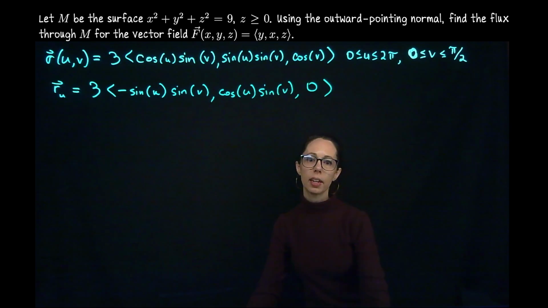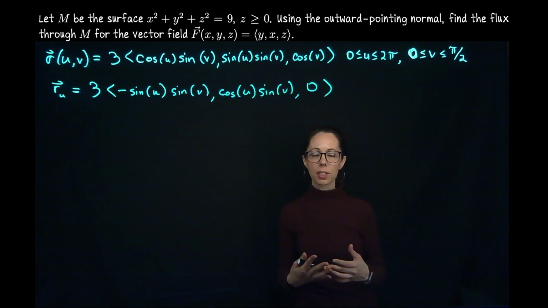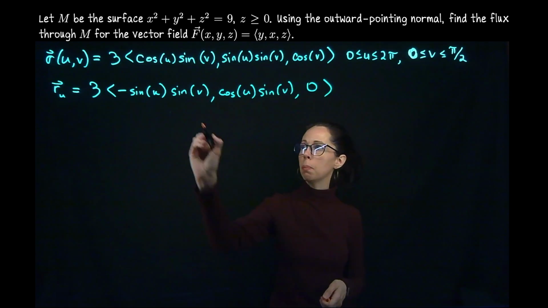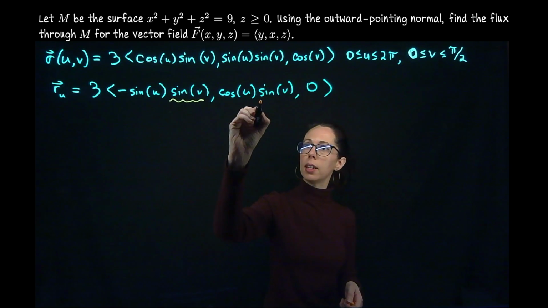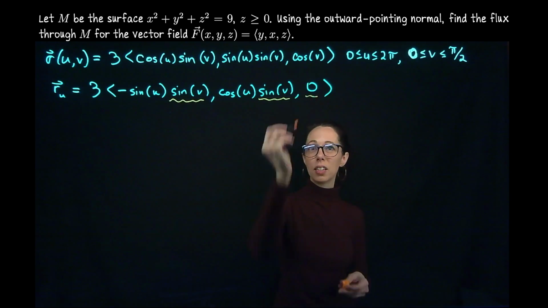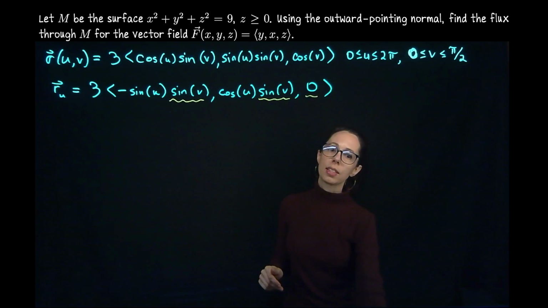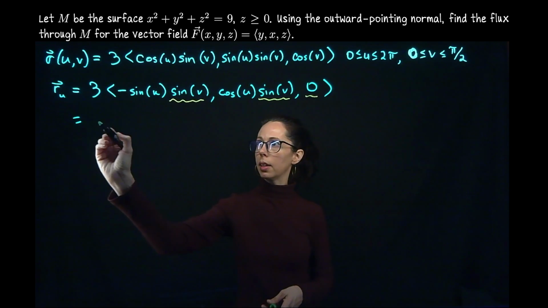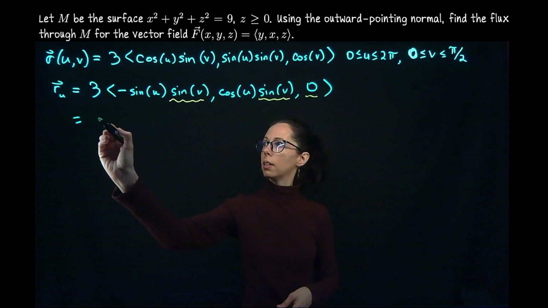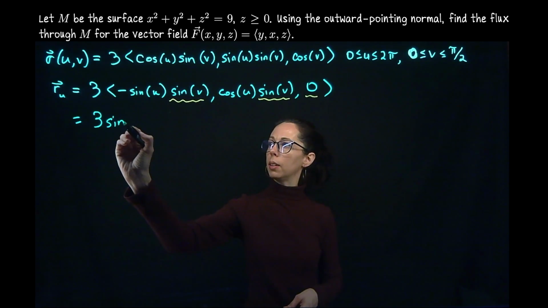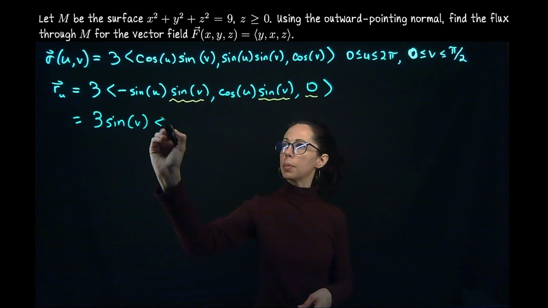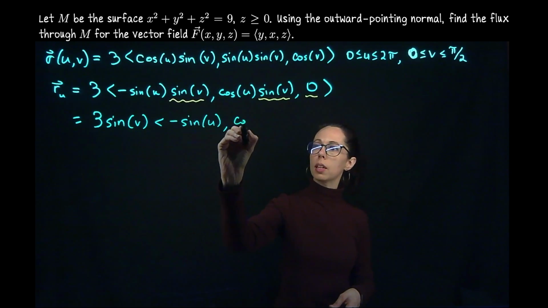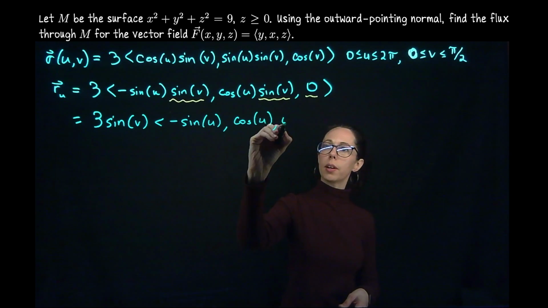I want to do something here because ultimately I'm going to take a cross product, and if I can pull as much in front of the cross product as possible, that simplifies my computation. So noticing that we have sine v here, and 0, which you could think of as 0 sine v, let me pull the sine v out front and write this as 3 sine of v times just negative sine of u, cosine of u, 0.